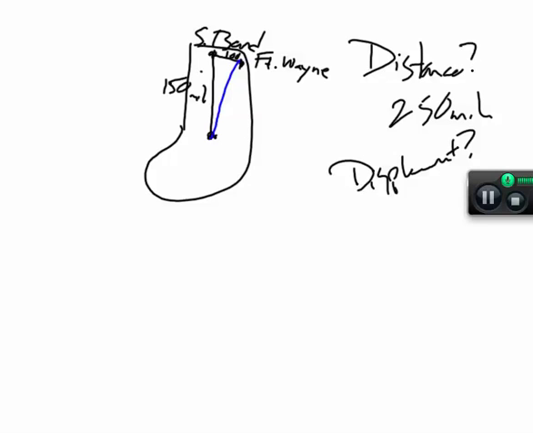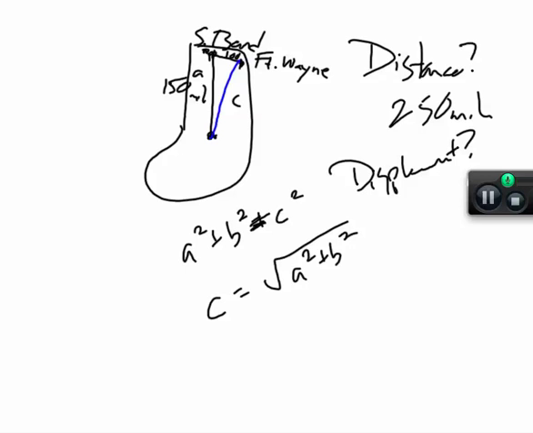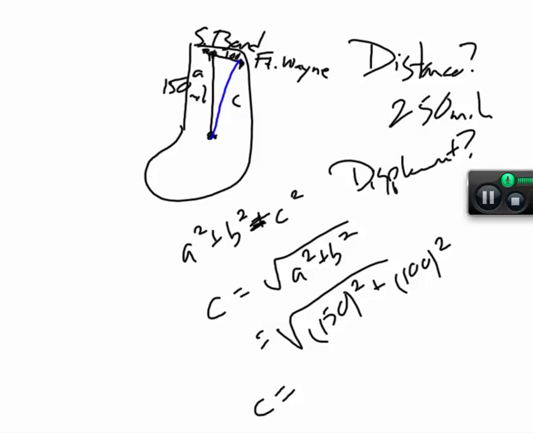So you'd have to say, okay, this is A, this is B, this is C, right? A squared plus B squared equals C squared, right? Yes. And so C is going to equal the square root of A squared plus B squared. So in this case, what is A? We can say it's 150. Square that plus 100 squared. So what does that give us? 180.2775.